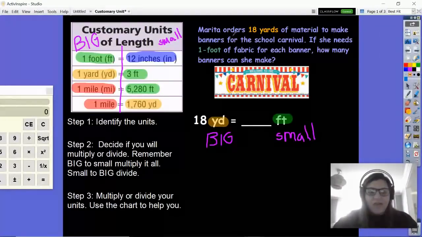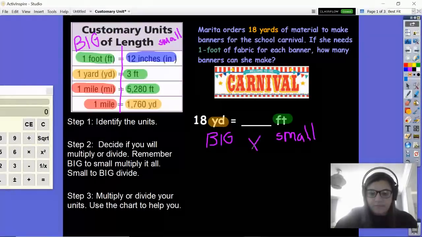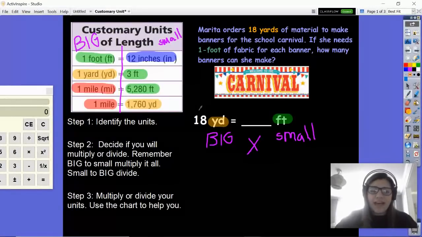So now that I know those two sayings, I can look at this and say, oh, this is big to small. And what do I know about that? Big to small, multiply it all. So I am going to be multiplying. I'm going to put that multiplication sign in the middle just to help me remember that I am going to be multiplying from a bigger unit to a smaller unit. I already have the first number that I'm going to multiply.